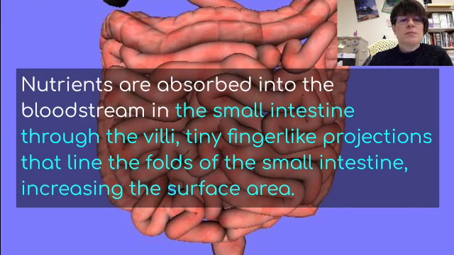Nutrients are absorbed into the bloodstream in the small intestine through the villi. These are tiny finger-like projections that line the folds of the small intestine, increasing the surface area. So it's very folded so that it can absorb all of those nutrients that are going through.